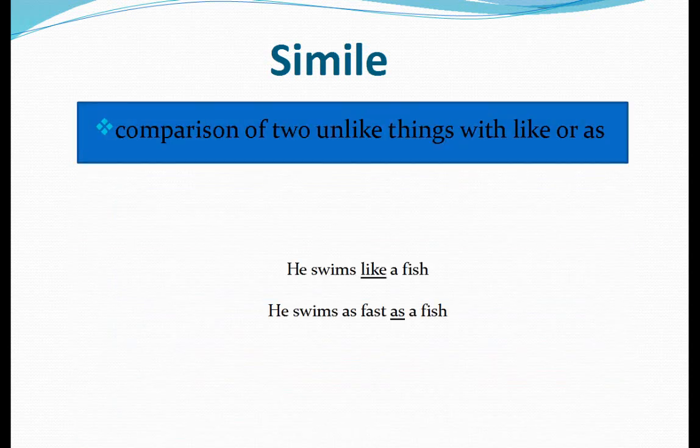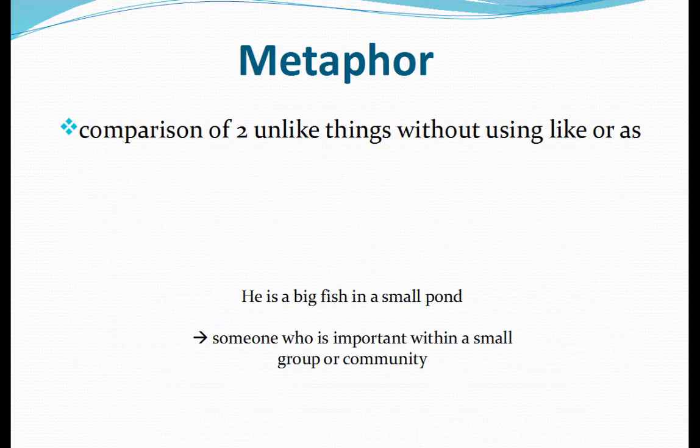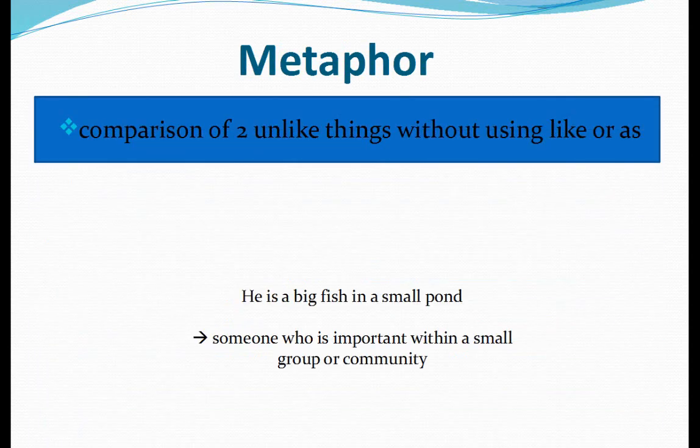Sometimes, authors compare two things without using the markers "like" or "as". In this case, we talk about a metaphor. The sentence "He's a big fish in a small pond" is such a metaphor because it describes a person who's important within a small group or community.